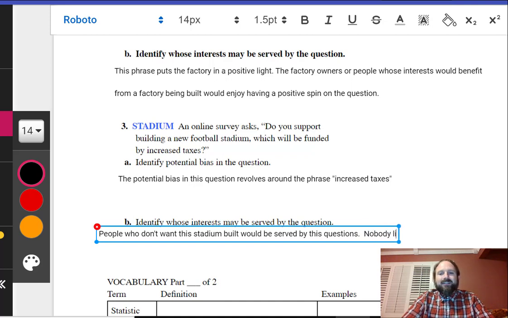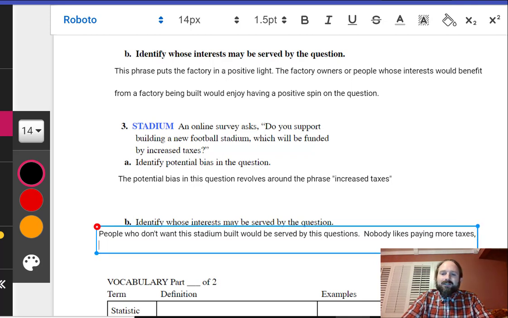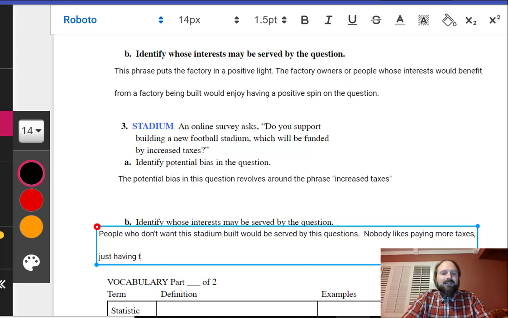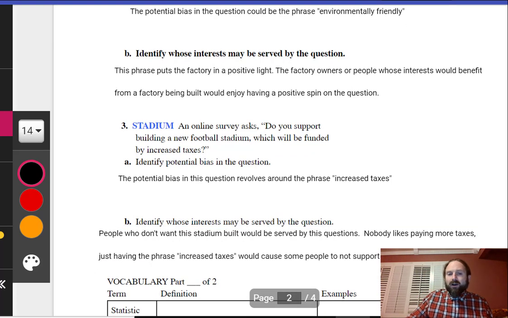Nobody likes paying more taxes. Just having the phrase increased taxes would cause some people to not support this at all. There we go. All right, let's go on to vocabulary part 2 of 2 in 3, 2, 1.